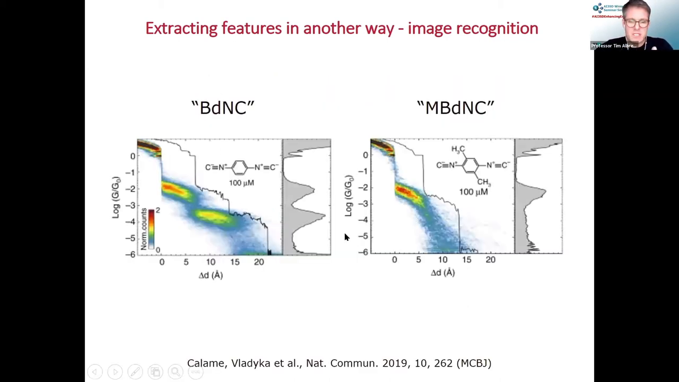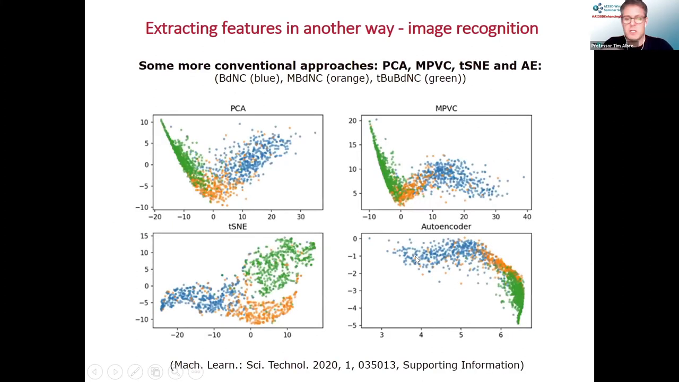If you look at the experimental data, for example here for BDNC and MBDNC, you do see that there are differences in the current or conductance distance response of these two molecules. Okay, and what we're now trying to do is to use image recognition to differentiate. Now we started off with rather more conventional approaches, PCA, MPVC, t-SNE, and also another autoencoder applied directly to the raw data. And again, I should say, because we measure them separately, we know exactly what we're putting in. Blue is BDNC, orange is MBDNC, and TBUBDNC is green. And you can see here the different results for PCA, MPVC, t-SNE, and the autoencoder.